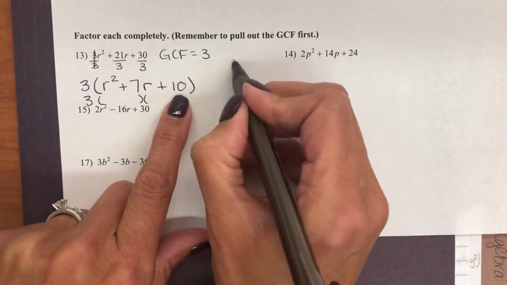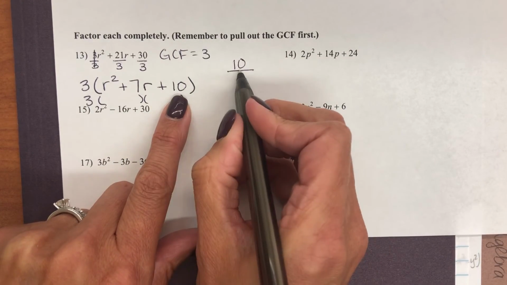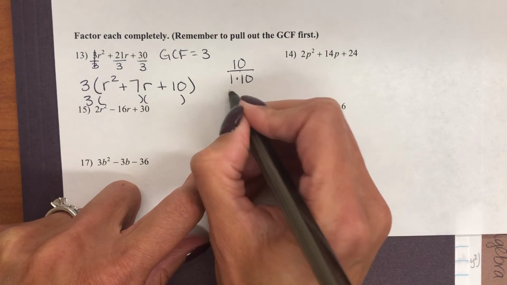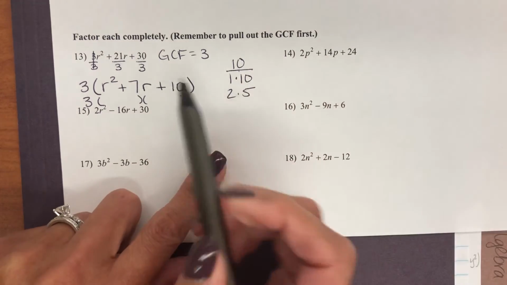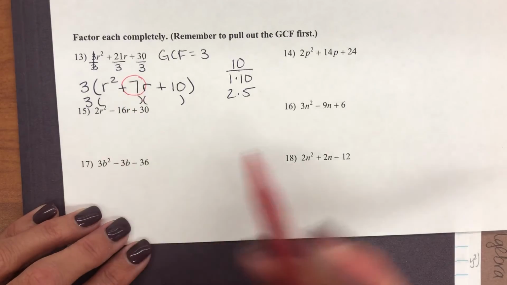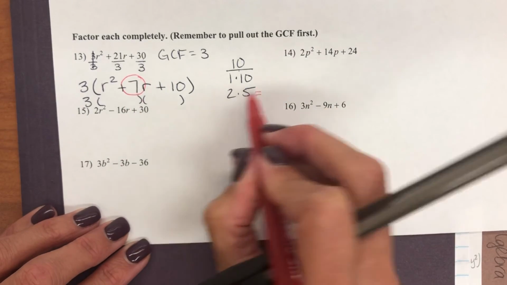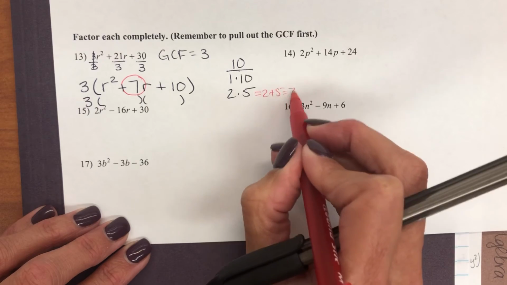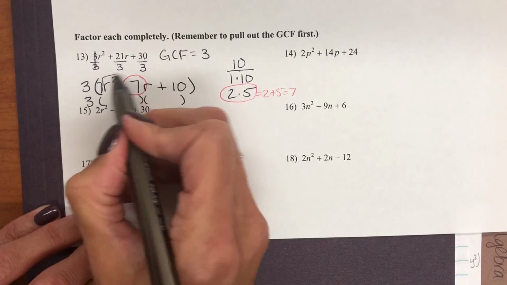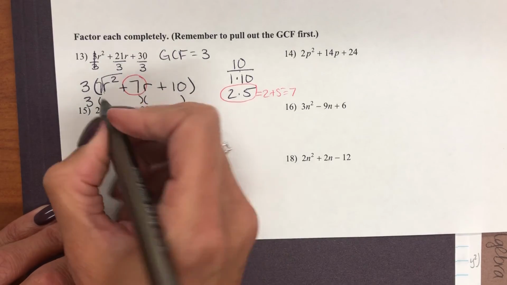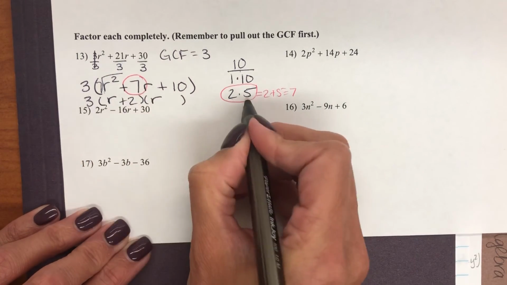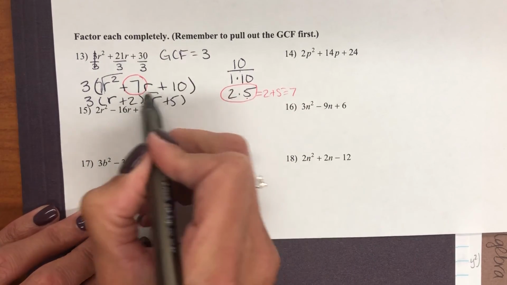And I'm going to take the 10, pull it to the side here, and then I'm going to list the factors. 1 times 10 and 2 times 5. Then I'm looking for the pair that adds to 7. So that would be here. 2 plus 5 is 7. So this is my winner. Take the square root of this a term. So the square root of r squared is r. And then I'll fill in the rest. Plus 2 plus 5. Final answer.